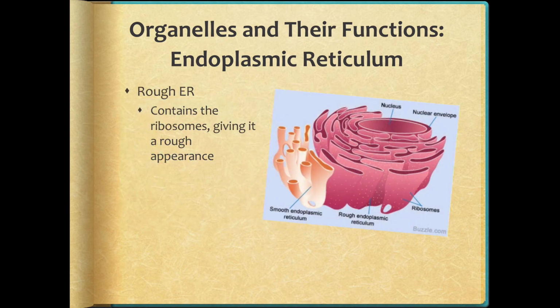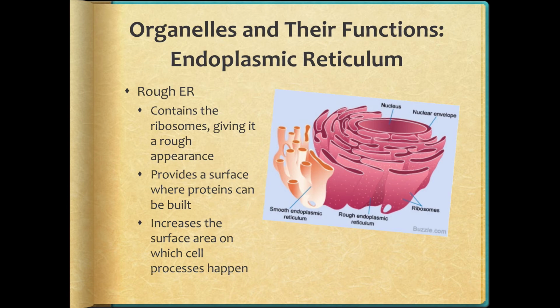The rough ER contains ribosomes, giving it a rough appearance. It provides a surface where proteins can be built, and it increases the surface area on which the cell processes happen. So remember, this is where the ribosomes are making the proteins that are going outside of the cell.